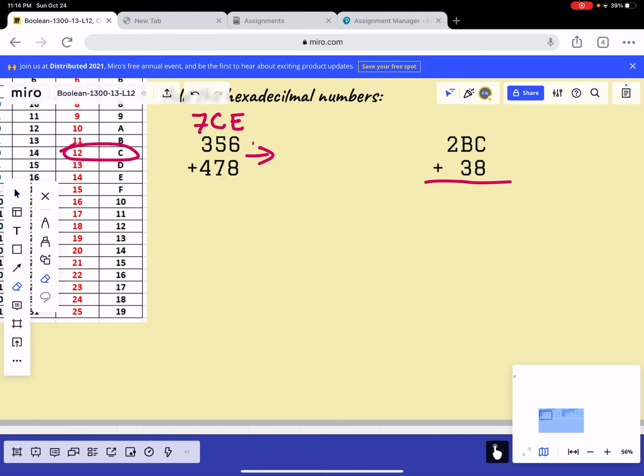Let's work on the second problem, 2BC plus 38. So I'm going to line up together C and 8, B and 3, and 2. So first, C hexa plus 8 hexa equal, C equal 12, so I write out 12 decimal plus 8 decimal equal 20.